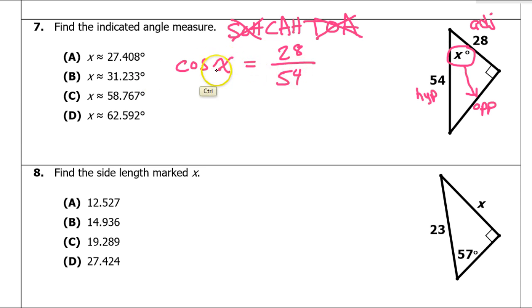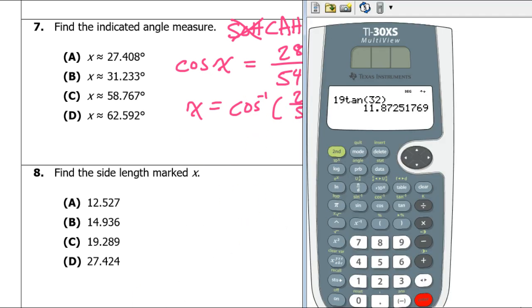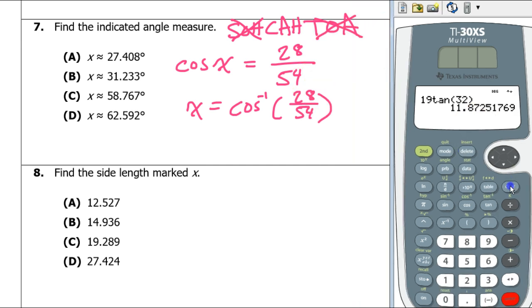Now, when the variable is inside the trig function, we can get it by itself by doing the inverse of this. So we will say x is equal to the inverse cosine of 28 over 54. And this is something that we can just put in the calculator. Let me just move that over a little bit. So inverse cosine, so we'll do second cosine, 28 over 54.